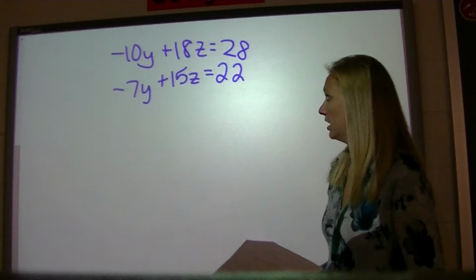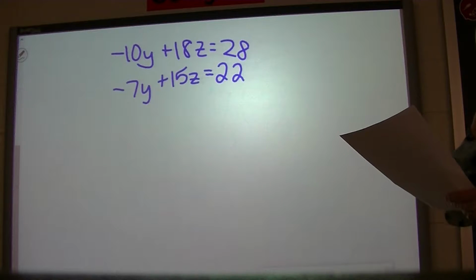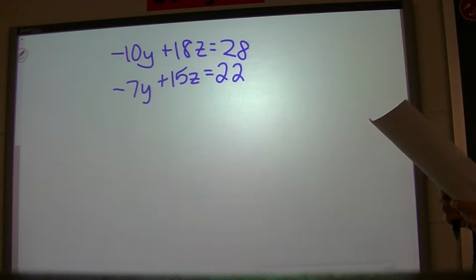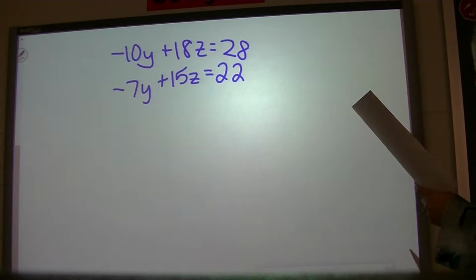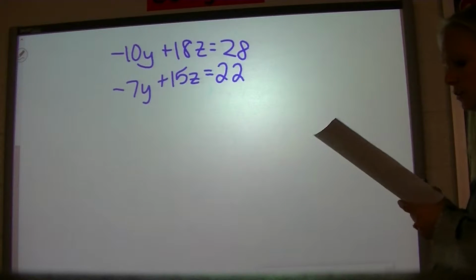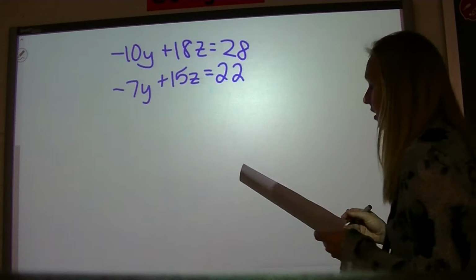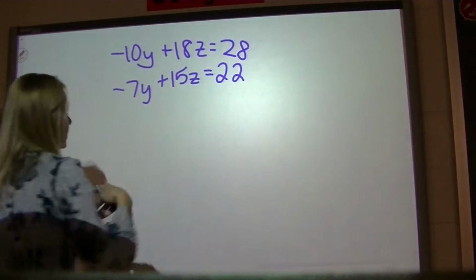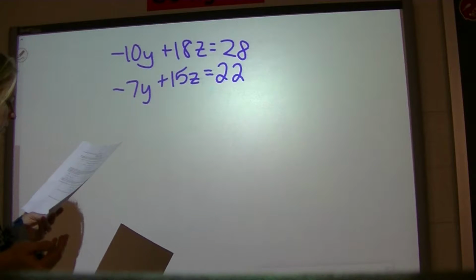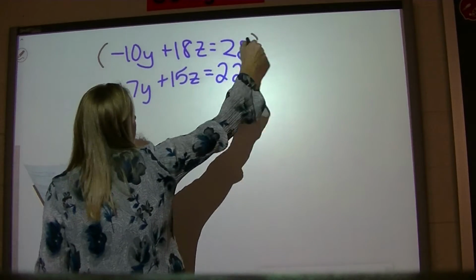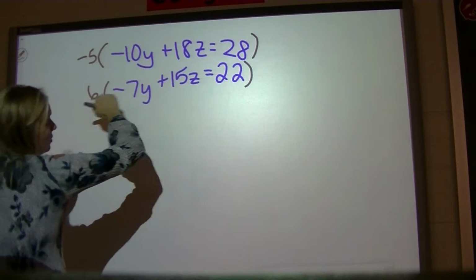So I'm going to, again, solve by elimination. And I know 10 and 70 share a multiple, but for some reason in your notes I did not choose to cancel that out. I chose to cancel your z out. So 18 and 15 share a common multiple of 90. And right now they're both positive, so we're going to have to make one negative. If I multiply this first by negative 5, this will go to negative 90z. And if I multiply this by positive 6, it will go to positive 90z.